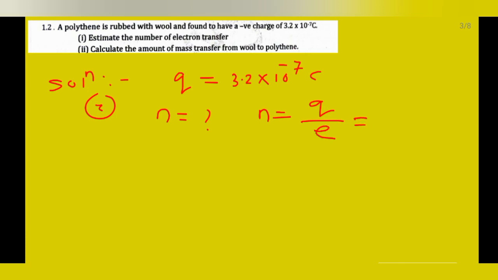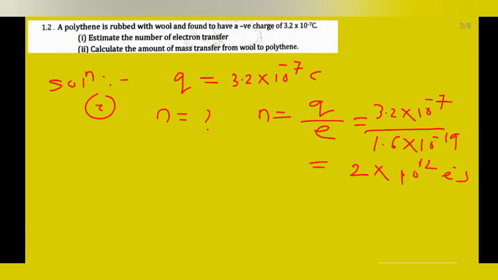So Q is given as 3.2 into 10 to the power minus 7, and e we know is the charge of one electron, that is 1.6 into 10 to the power minus 19 coulomb. If we solve, it will be 2 into 10 to the power 12 electrons. So we got the number of electrons that will transfer, 2 into 10 to the power 12 electrons.